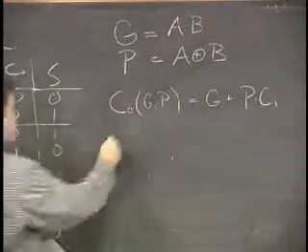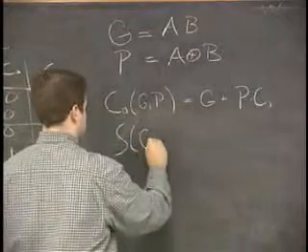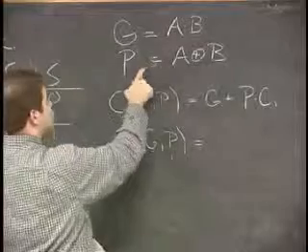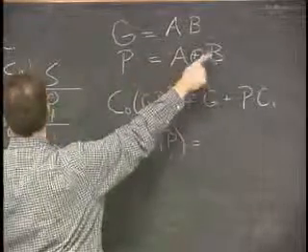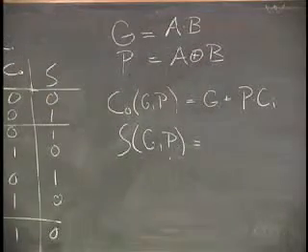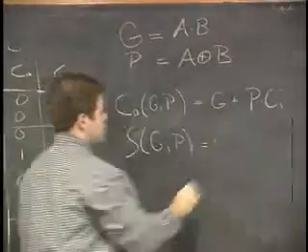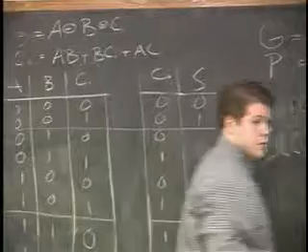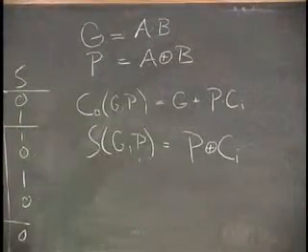Now our sum, as a function of G and P, equals, well, we see that P is A XOR B. We know that S is A XOR B XOR Ci. So we can just do P XOR Ci. Okay?